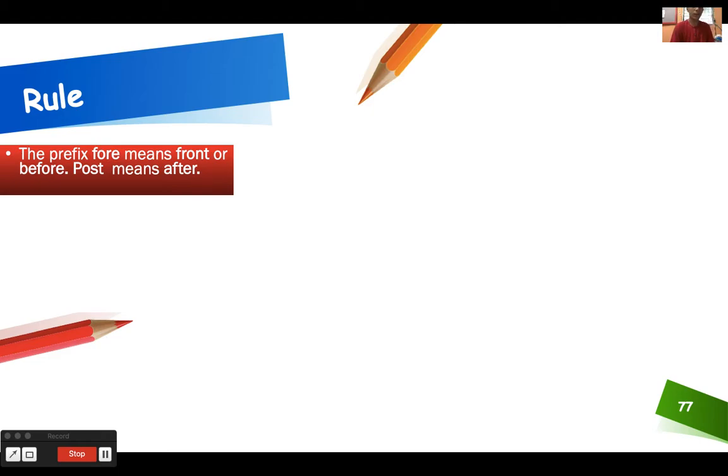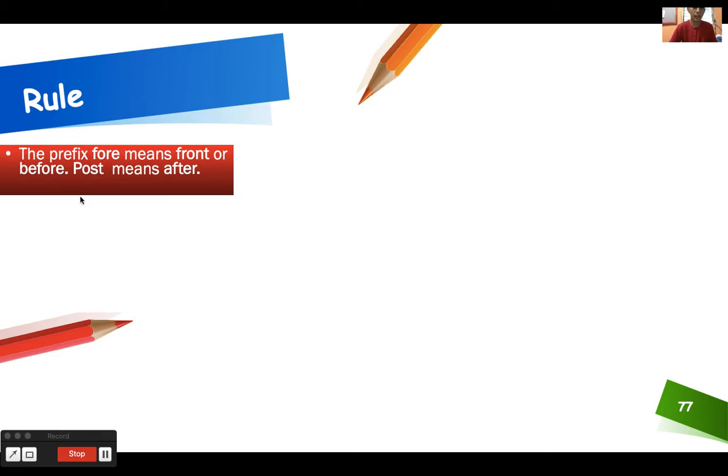Rule: the prefix fore means front or before. So when you see a word with the prefix fore, that word is telling us that you are in front of something or before something. For example, when I say forehead, what is forehead? Very well, the front part of our head, forehead.